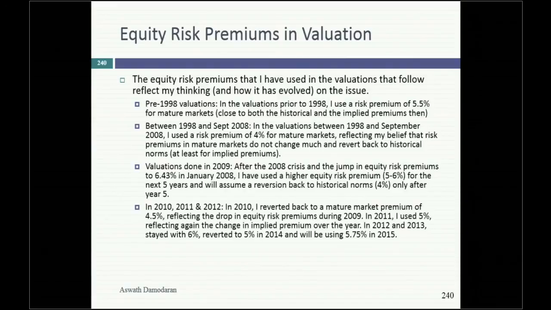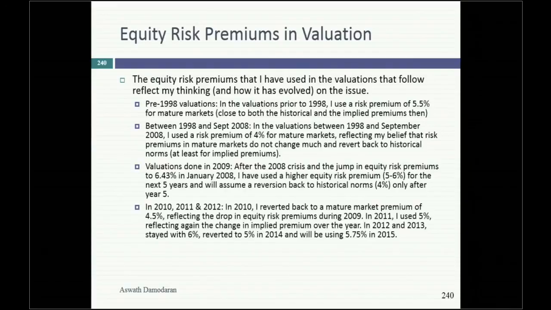About a decade ago, I stopped using historical premiums. I switched to implied premium between 98 and September of 2008. I used to use an equity risk premium of about 4% for mature markets, and I pretty much left it at that, using the defense that equity risk premiums can't change that much in mature markets. You see why I stopped doing that in September of 2008? Mm-hmm. Because then the fig leaf was gone, because then I saw how much equity risk premiums could change.